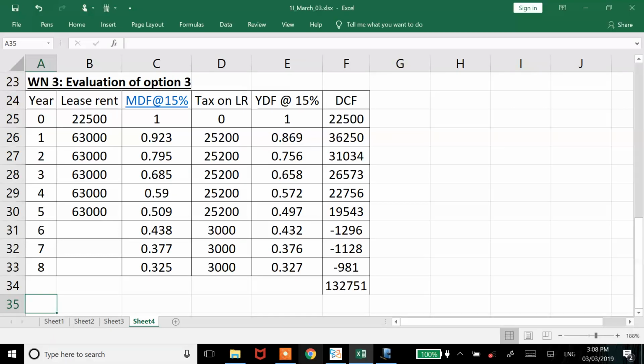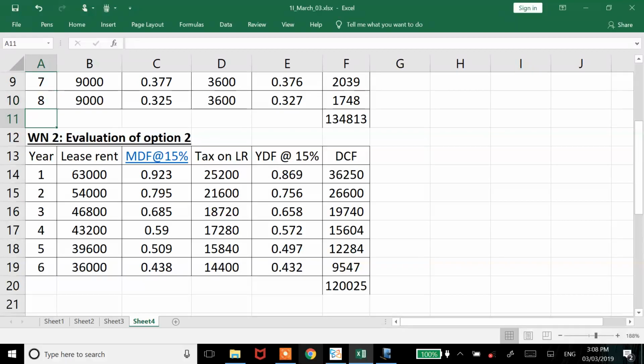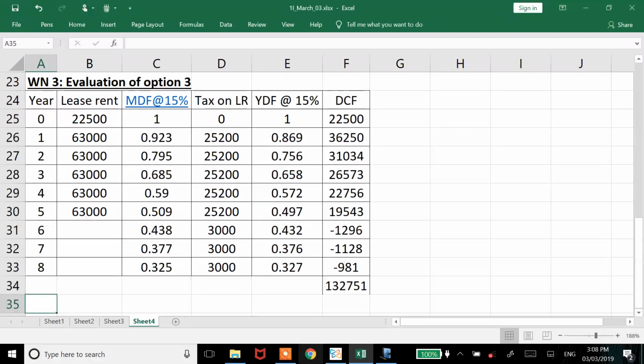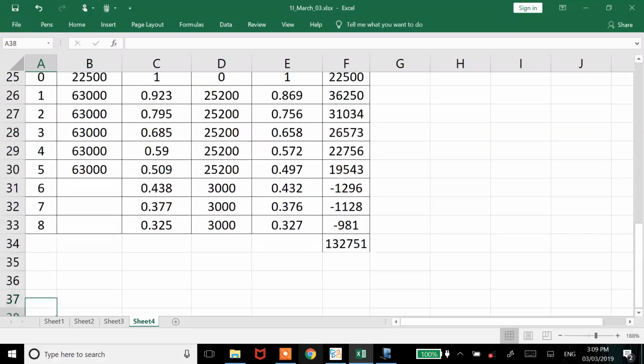Any doubts on this? Now, first one is an 8-year option, second one is a 6-year option, and the third one again is an 8-year option. So we will need EAC to proceed. For EAC, we will take the yearly discounting factor itself. We are calculating the annual cost. If I do equated monthly cost, I'll take the monthly factors.